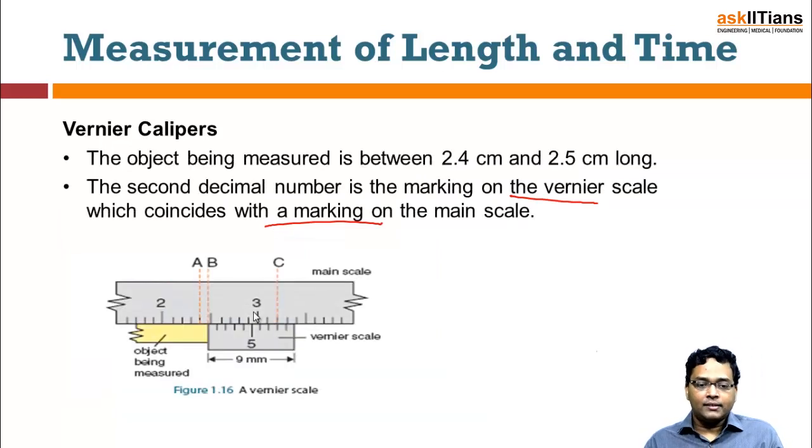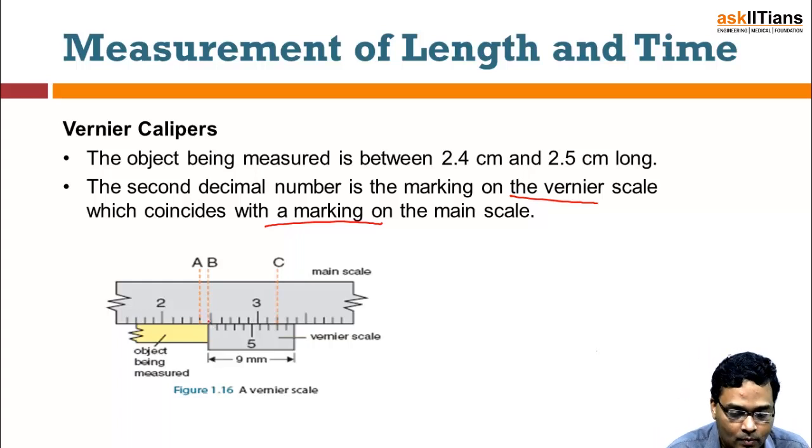Okay, now let's try to understand it in much more detail. So what we have here, the object being measured is here, right? Now what's the reading that is coinciding? You see that this is the reading that is coinciding. Further, the object being measured is between 2.4 and 2.5.